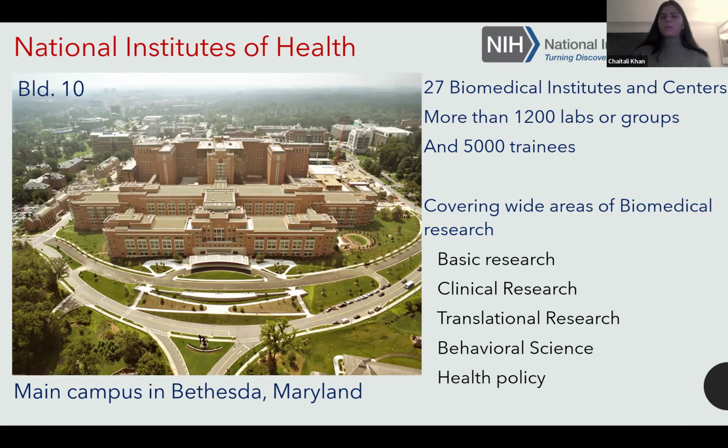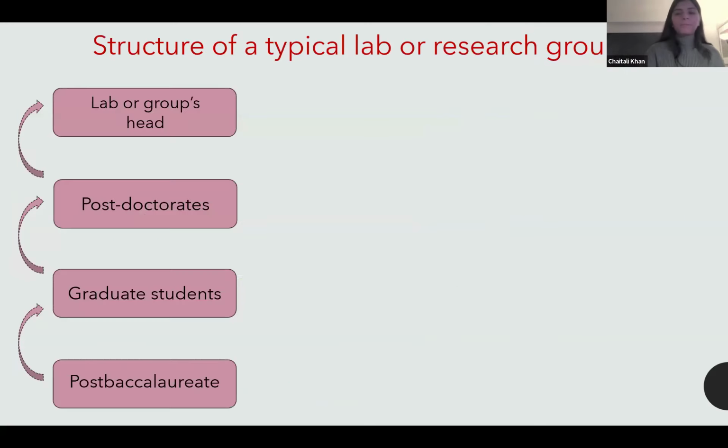And there are many off-campus NIH labs, which are spread all over the US. Overall, at the main campus, there are around 1,200 labs, so there are many groups you could look at, and around 5,000 trainees. As for research areas, NIH covers biomedical research, and it has basic, clinical, translational, behavioral science, and even health policy. So these are the core topics which you will be exposed to if you're planning to come to NIH, depending on whichever area interests you.